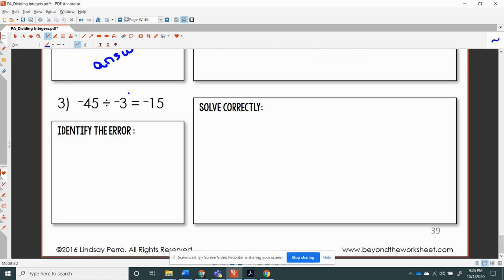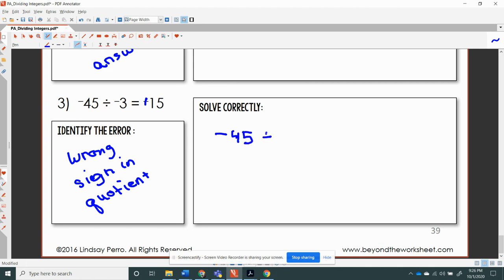And the last one, they say negative 45 divided by negative 3 is a negative 15. Again, a negative divided by negative, this should be a positive. So they have the wrong sign in the answer. Or let's use the math word, quotient. So to solve correctly, we would have negative 45 divided by negative 3, which will equal positive 15.